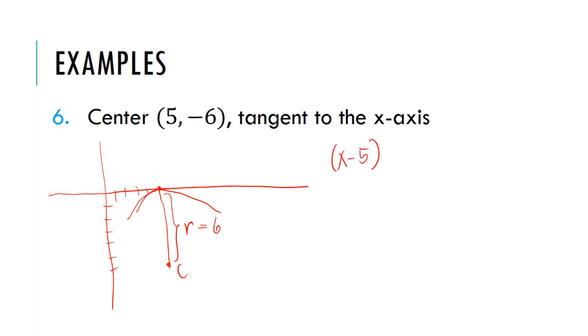Again, our h is still 5 and our k is negative 6. So (x minus 5) squared plus (y plus 6) squared equals 6 squared, which is 36.